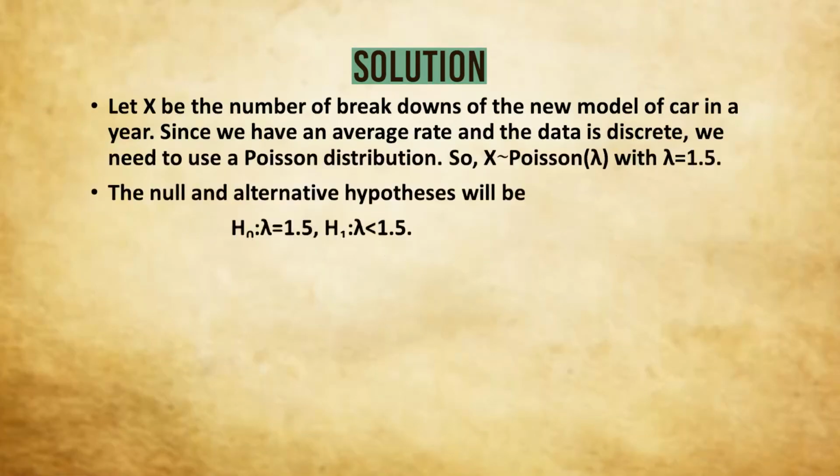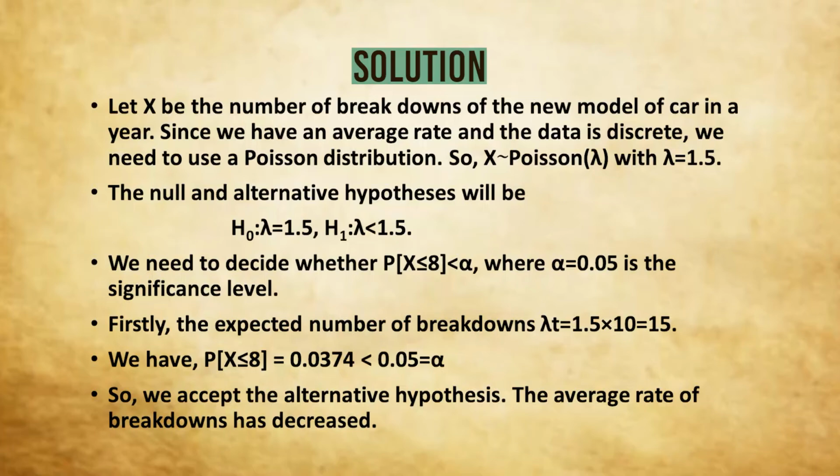Here you see we are given the mean rate of breaking down. So we take X to be the number of breakdowns of the new model of car in a year. Since the data is discrete and an average rate is given, we need to use a Poisson distribution. So X follows a Poisson distribution with parameter lambda, where the value of lambda is given to be 1.5. So here we will test H0: lambda equals 1.5 against the alternative lambda less than 1.5, because if the new process improves the situation, then obviously the average number of breakdowns will be lower.